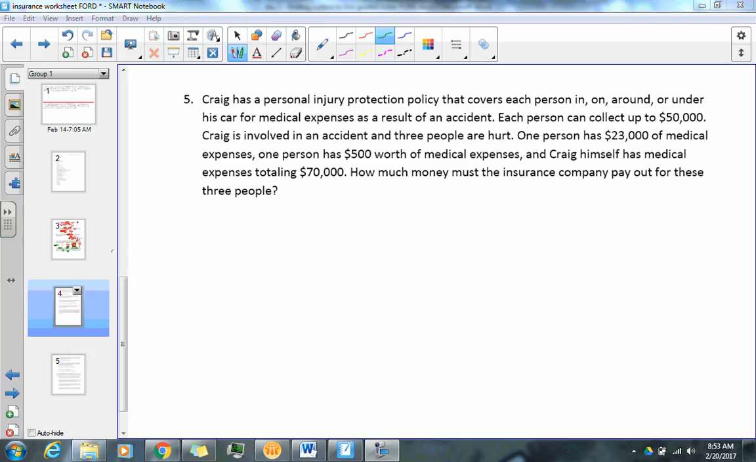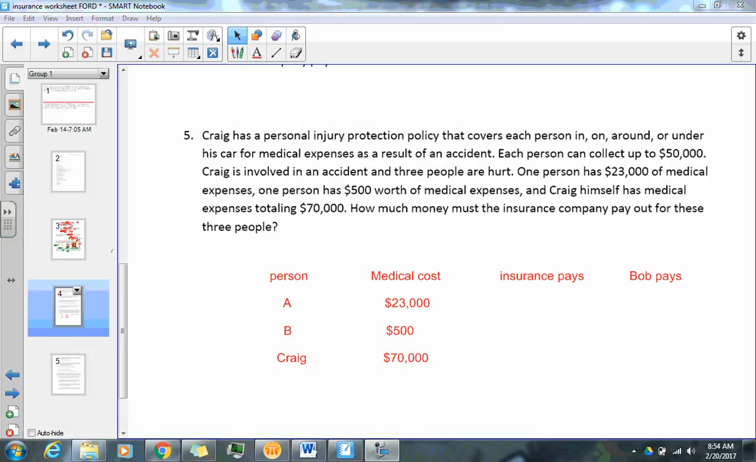Craig has a personal injury protection policy that covers each person in, on, around, or under his car for medical expenses. So each person can collect up to $50,000. Craig is involved in an accident. 3 people are hurt. One person has $2,300 of medical expenses. One person has $500 worth of medical expenses. Craig himself has medical expenses. Okay, so how much money must the insurance company pay? So let's create a chart here. Okay, here's my chart for person A, B, and Craig.